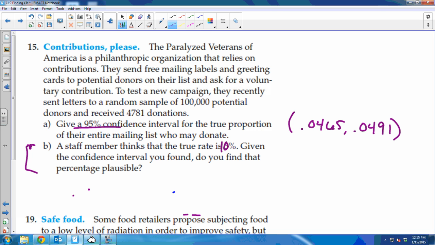I was feeling good about doing confidence intervals based on sample proportions. All right, well, I'm going to give you the assignment.